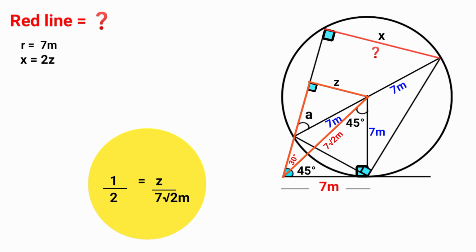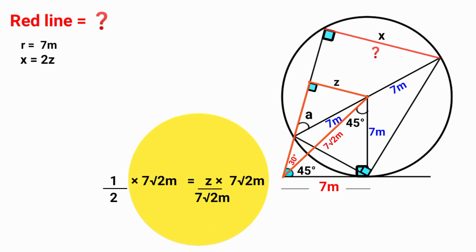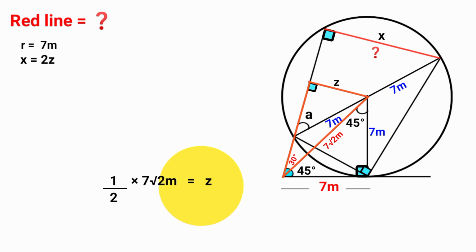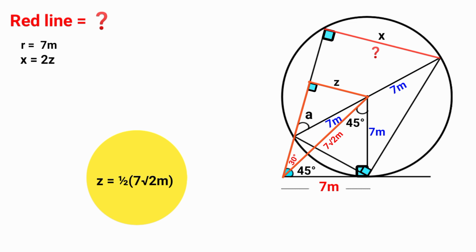Multiply both sides by 7 root 2 meters. Here 7 root 2 meters cancels 7 root 2 meters, while here 1 over 2 times 7 root 2 meters is 1 over 2 times (7 root 2 meters). So z equals 1 over 2 times (7 root 2 meters).